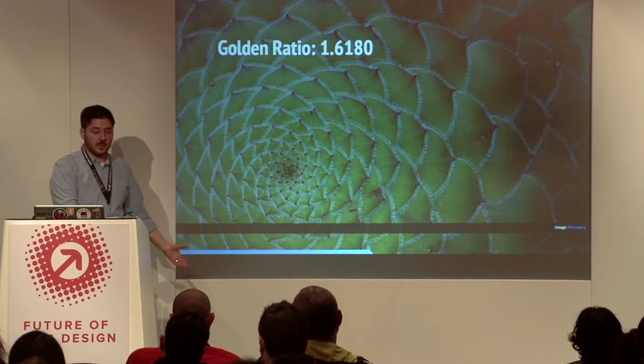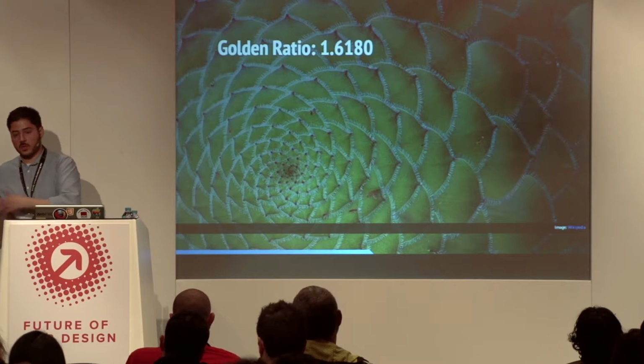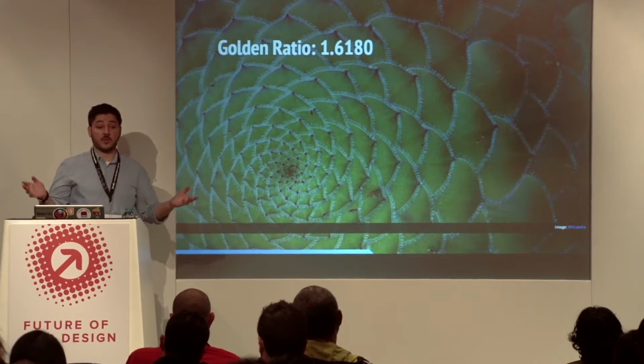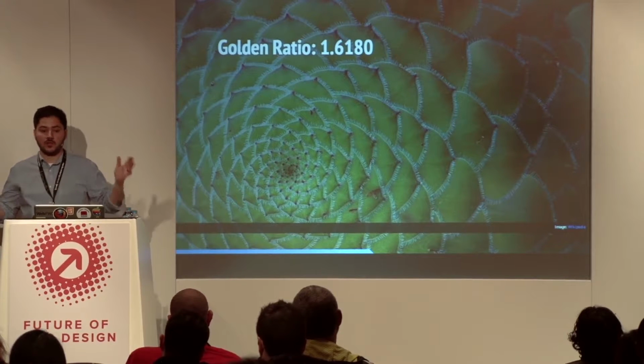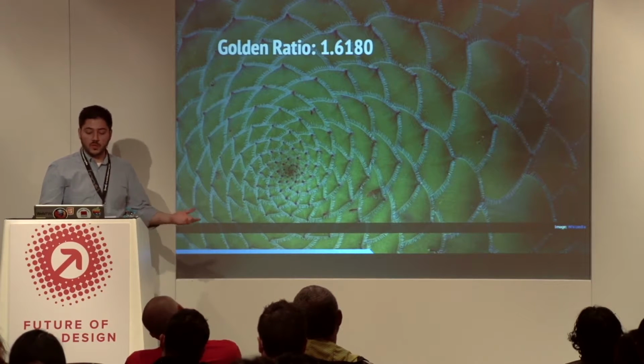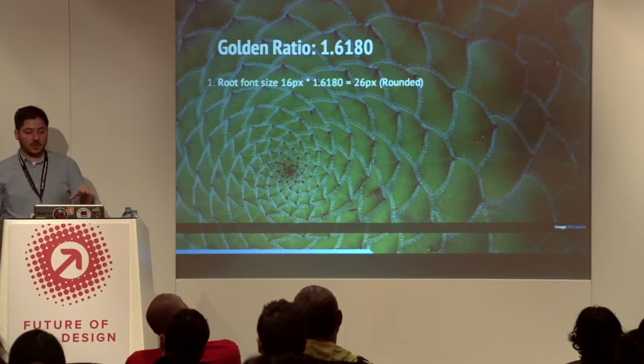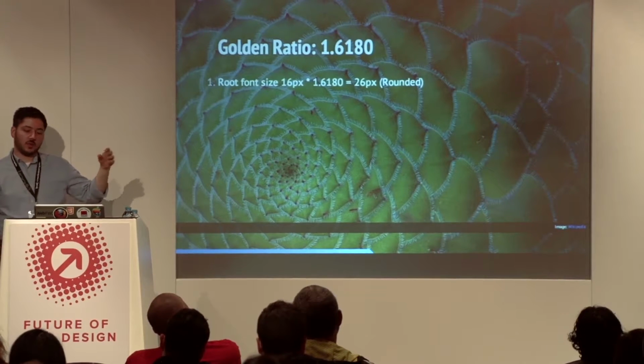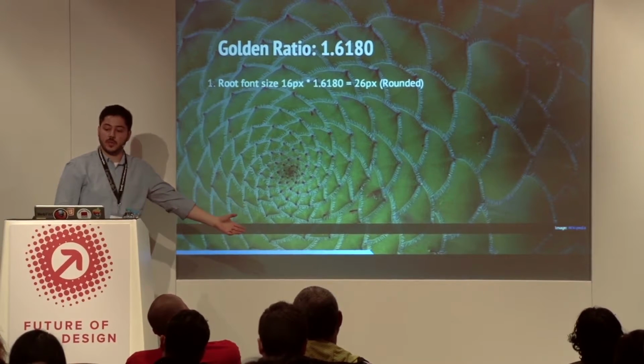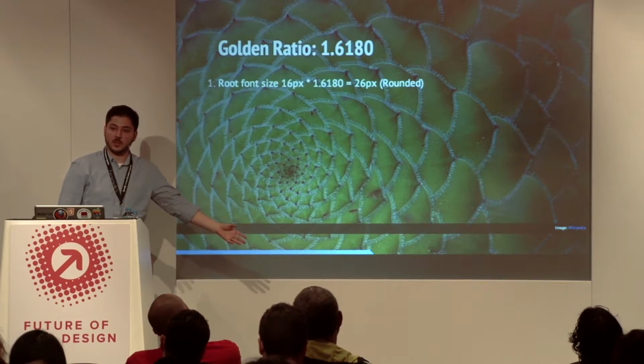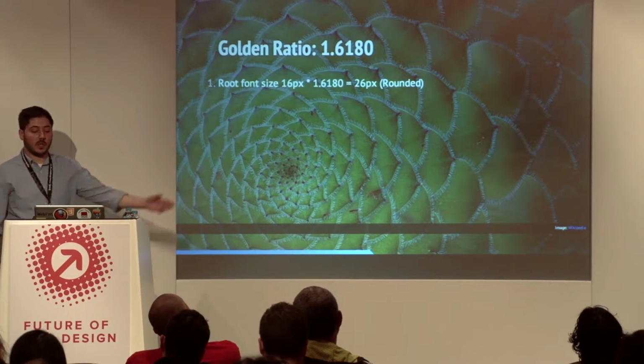And typographers have been using this ratio as well as the Fibonacci sequence for the last 500 years, because typography is a 500-year art form. So what we do is we'll take the root size, say, I'm just saying 16 pixels. This is like the body copy. We're choosing the body copy, because that's the foundation element. And we times it by the golden ratio and get 26.